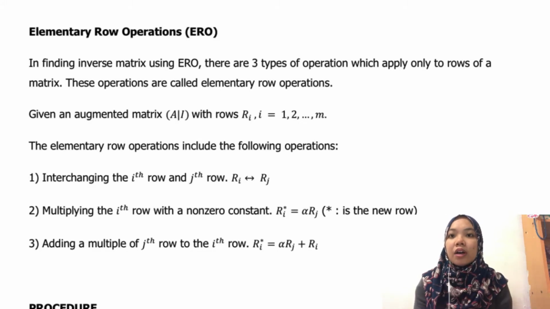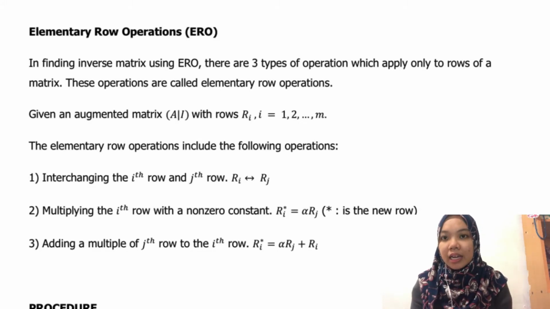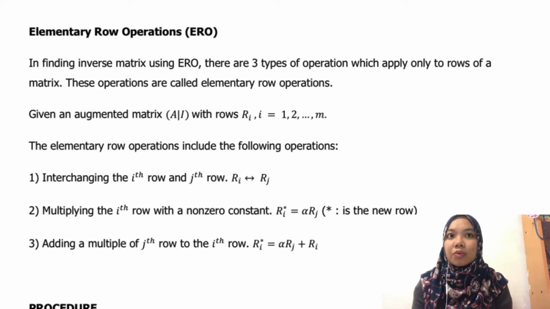Greetings, Prof. Ho. My name is NURUL SYAZWANI and I will now explain how we will get the matrix inverse by using elementary row operations. First things first, elementary row operations include the following operations, which are: first, interchanging the ith row and jth row. Second, multiplying the ith row with a non-zero constant. Third, adding a multiple of the jth row to the ith row.